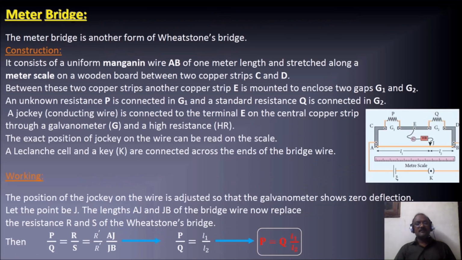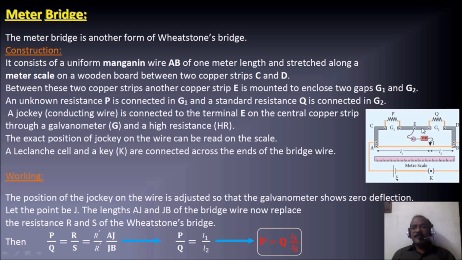You can also apply Kirchhoff's rules in another experiment called the meter bridge experiment. Meter bridge is another form of Wheatstone bridge. A very interesting experiment you can perform in the physics lab. The setup is very simple. It consists of a uniform manganese wire AB of 1 meter length stretched along a meter scale, parallel to the meter scale, and attached to 2 copper strips A and B.